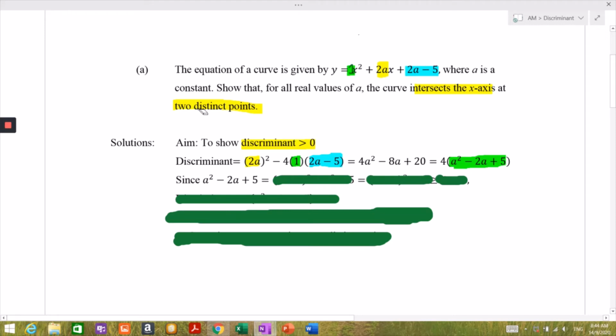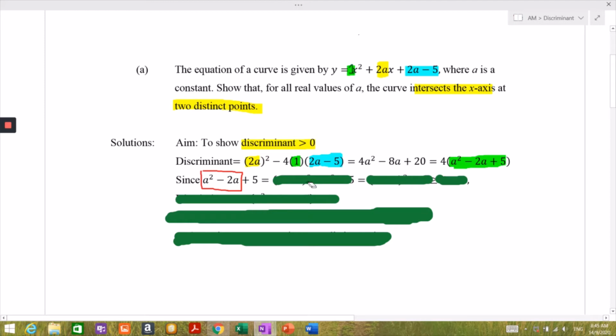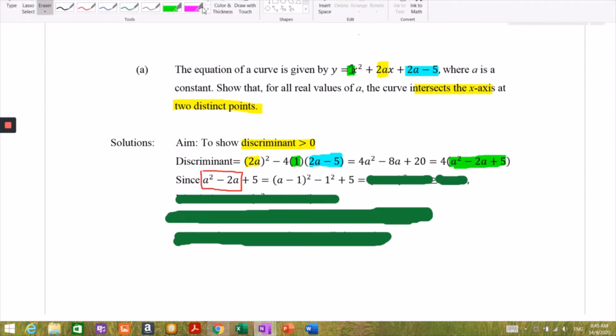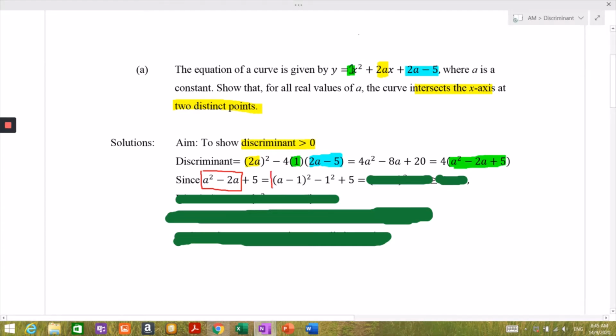And one way to do that is to complete the square. So here you isolate a squared minus 2a, and then you go through the usual ritual to complete the square. Our subsequent videos will do a little bit more on that, so do look out for it if you need more practice. In completing the square, the a squared term and the a term simplify to a minus 1 squared minus 1 squared, if you recall the process where you divide the coefficient of a by 2.